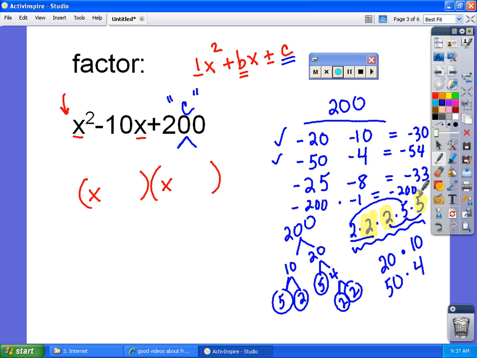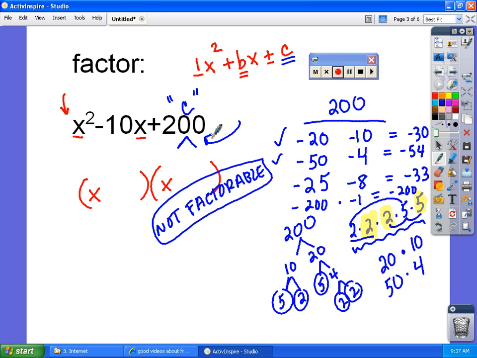Well, after you go through these, if there's nothing that then gets you negative 10, you could just say that this is not factorable. Because there was nothing that multiplied to positive 200 but then added to negative 10.